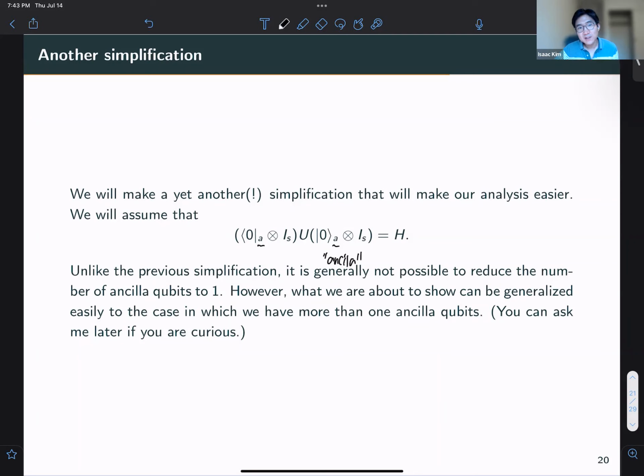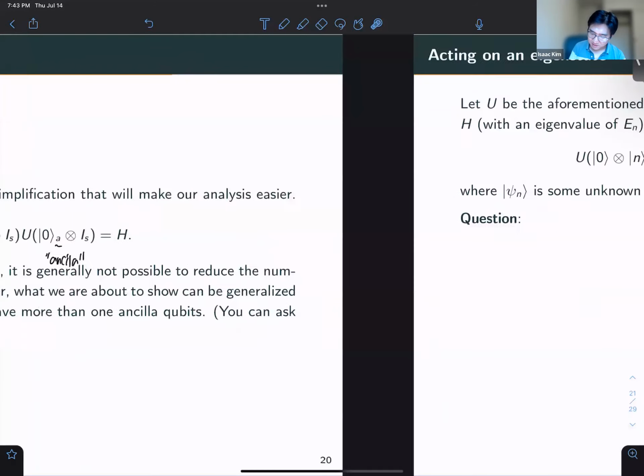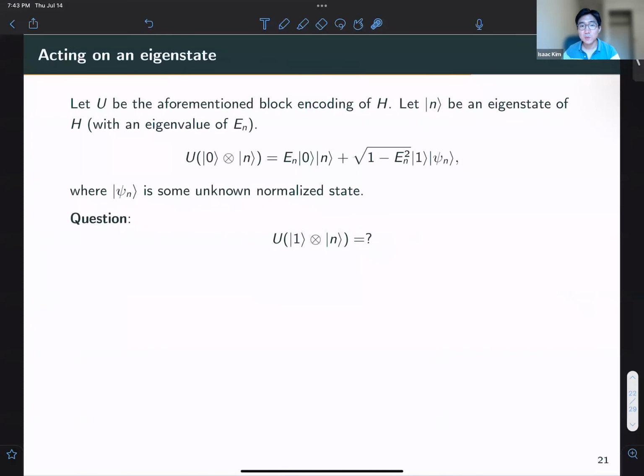So in practice, unlike the previous simplification, the number of ancilla qubits will generally be larger than 1, to be clear. But the math that I'm going to do in the next few slides will basically carry through with a very minor modification. So let's say the number of ancilla qubits is like 10. The things that I do over the next few slides will just carry over naturally to that setting as well. So with that, I think I'm ready to show you how the qubitization works.